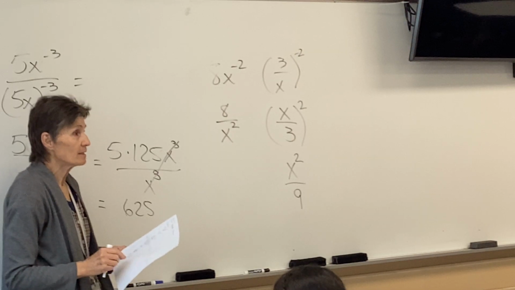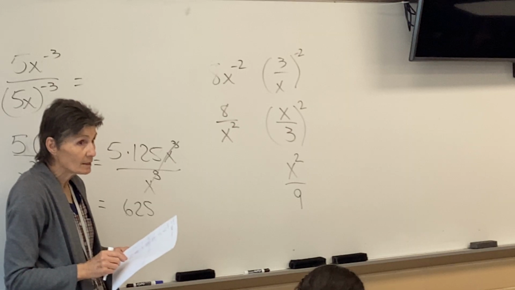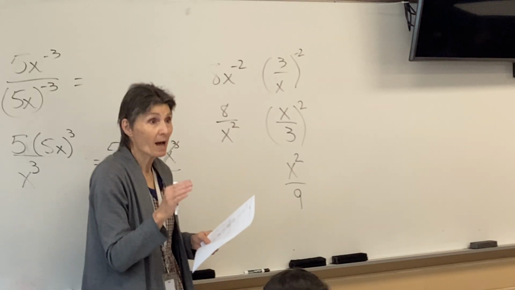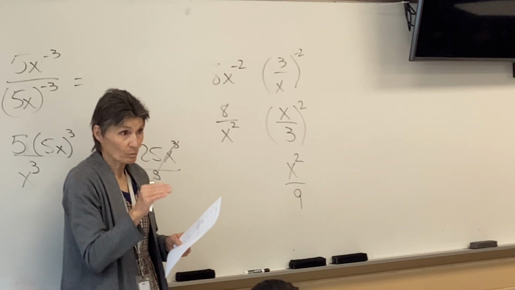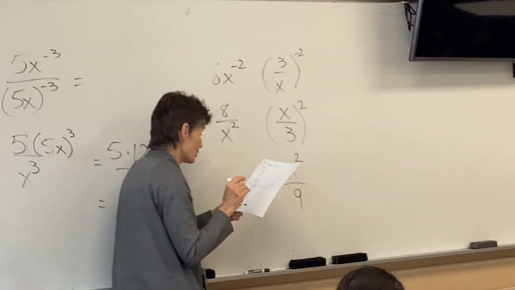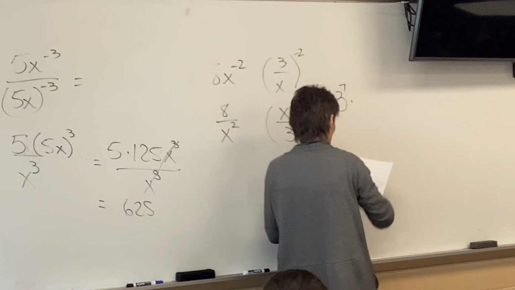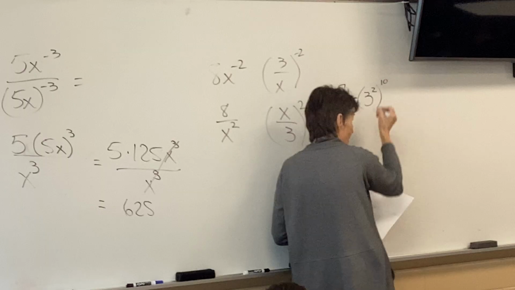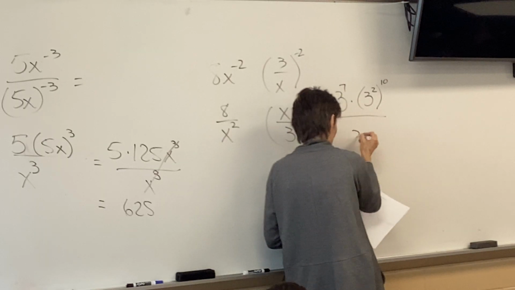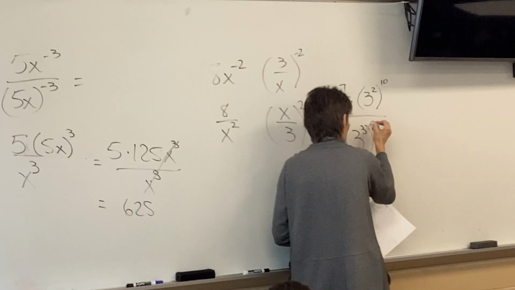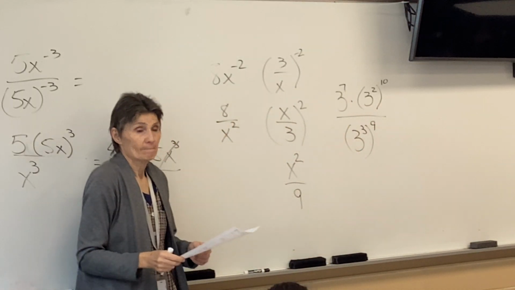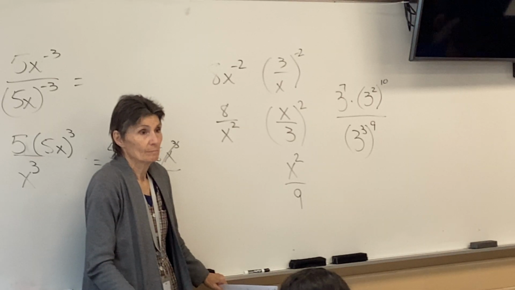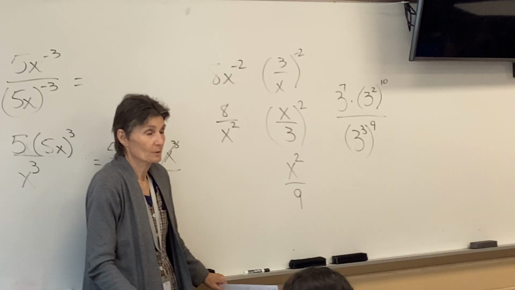Everything in number 7, did you notice, is a power of 3. Not just divisible by 3, it's a power of 3. 3 to a power, that's the key. So we have 3 to the 7th, and then we have 3 squared to the 10th, and then 3 cubed to the 9th. Is everybody okay with that? Guys, yeah, good.